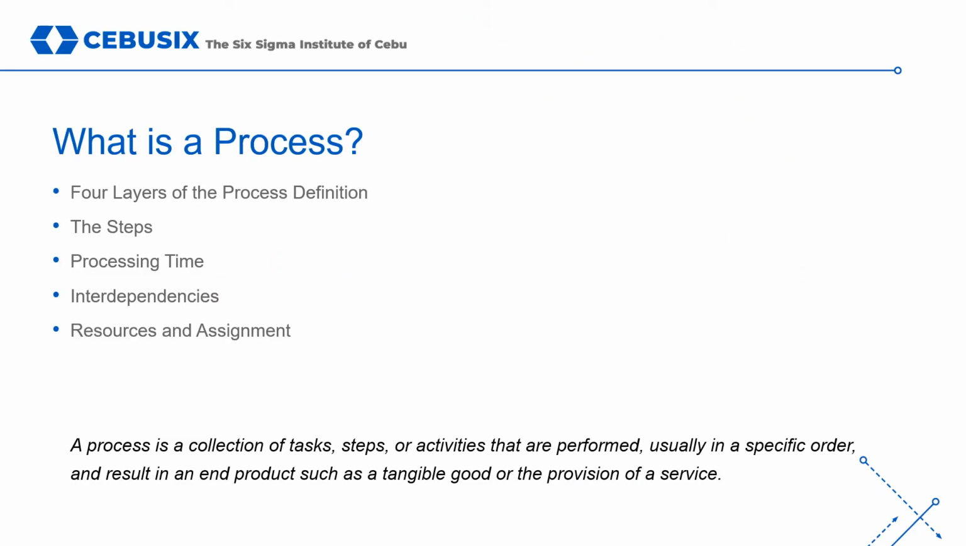A process is a collection of tasks, steps, or activities that are performed, usually in a specific order, and results in an end product such as a tangible good or the provision of a service. In this section, we will be discussing what a process actually is, why quality is important in a process, and how Six Sigma projects can improve processes. We will talk about the 4 layers of the process, the steps, process timing, interdependencies, and even touching on resources and assignment.